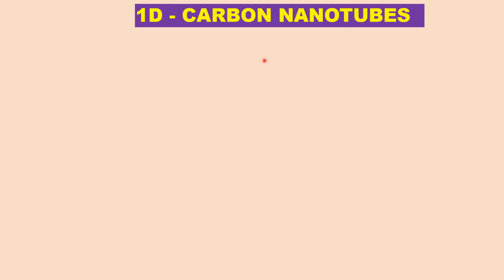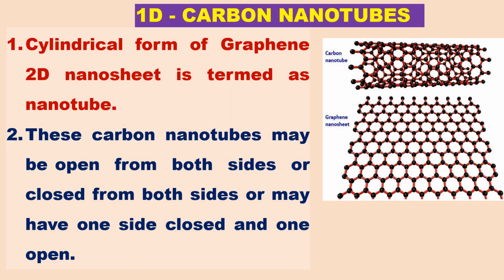One-dimensional nanomaterials, for example, carbon nanotubes. You see here the cylindrical form. If you roll up a graphene nanosheet, you will get a carbon nanotube. So the cylindrical form of graphene 2D nanosheet is called carbon nanotube. These carbon nanotubes may be open at both ends or closed at both ends, or may be open at one end and closed at the other end.